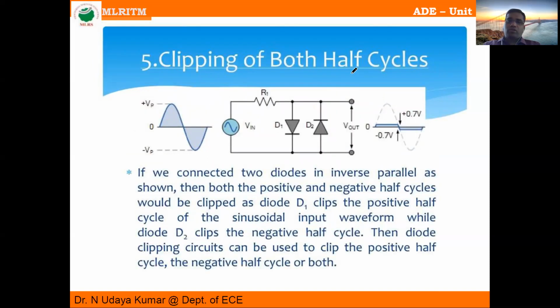Next, clipping of both cycles. Clipping of both cycles means we connect two diodes in parallel to the output. This one is the positive half and this one is the negative half. When the positive half is given, this diode is on and this diode is off. The diode is on means up to 0.7 volts it is on, and the remaining it is off. Similarly at the negative side, up to 0.7 volts it is on, and the remaining it is off. So the output is like this.